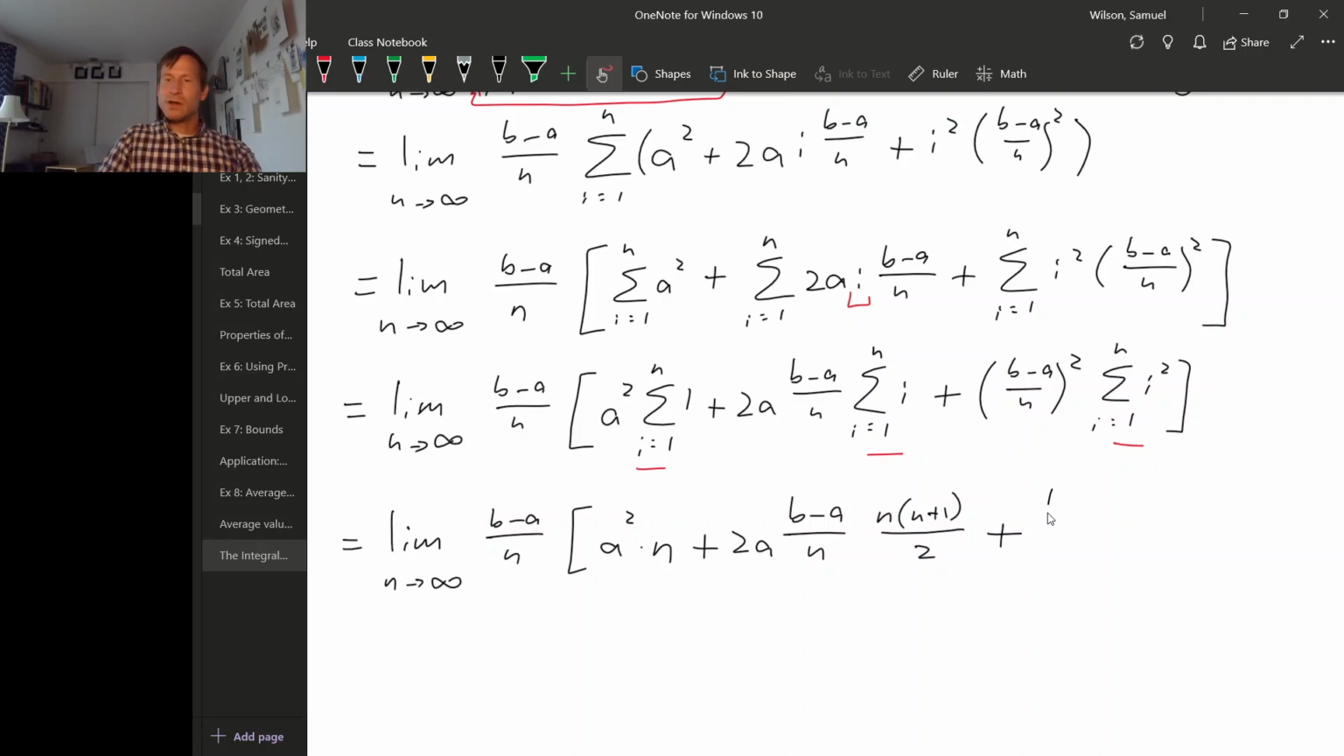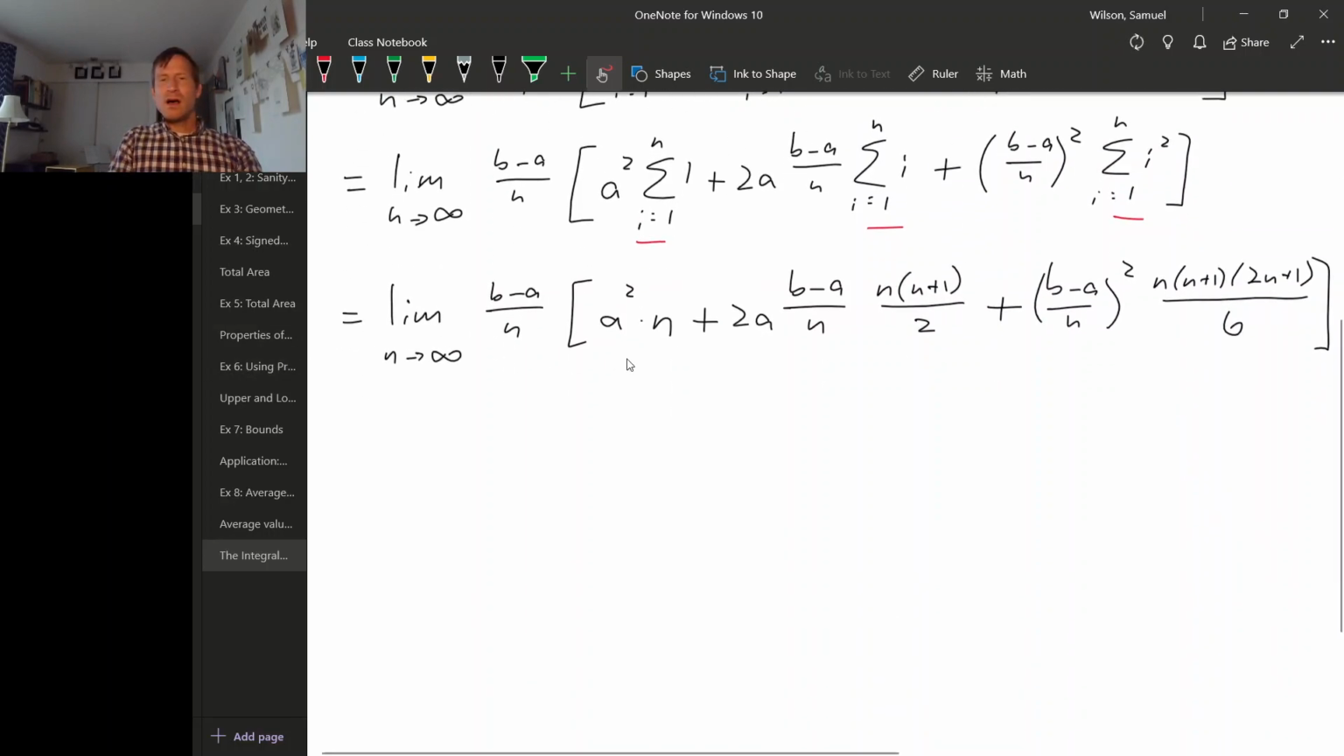And then for the last one, (b minus a) over n squared. And then the sum from 1 to n of i squared, that was n times (n plus 1) times (2n plus 1), all over 6. All right. For each term, let's see.